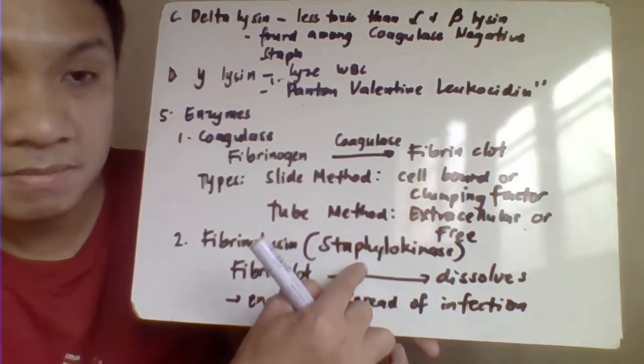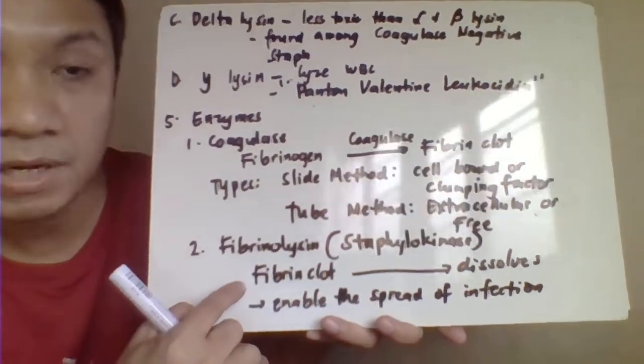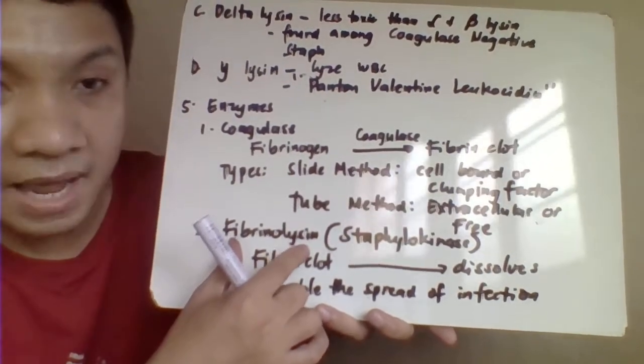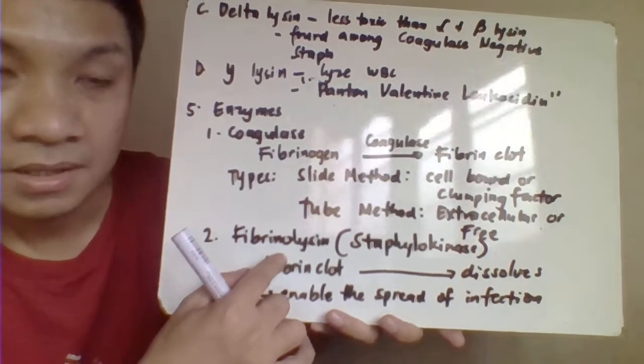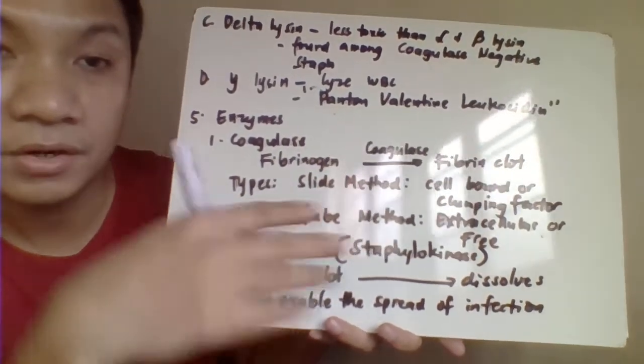Again, fibrinolysin or in the form of your staphylokinase. Staphylokinase talaga ang enzyme niya. And staphylokinase is a type of fibrinolysin. Pag sinabing fibrinolysin, try to lyse. Ang activity nito ay try to lyse your fibrin clot that would enable the infection to spread to other tissues.